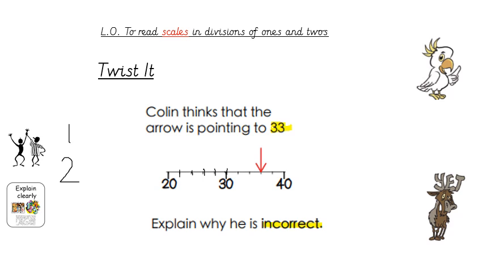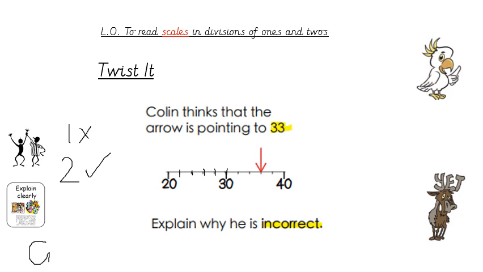Oh, well, that doesn't say 25. So it's not counting in ones. Let's see if it's twos. 20, 22, 24, 26, 28, 30. So it is counting in twos. So they said it's 33. So 1, 2. Oh, okay. So do you think Colin counted up in the right number?